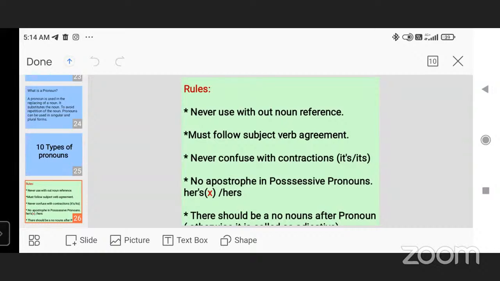The second point is that you must follow subject-verb agreement. Every time you write a sentence, you have to follow subject-verb agreement. For example, she is a girl, it is a boy. The subject is singular, and the verb is called the plural verb.